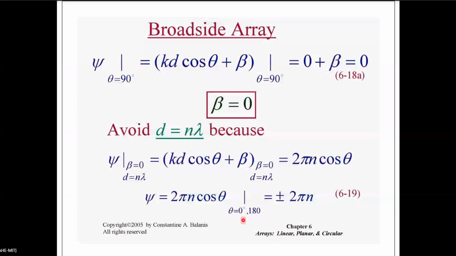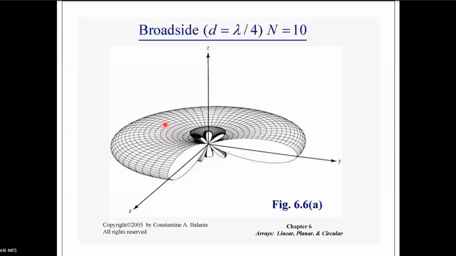You can substitute and see, beta is equal to 0. If you substitute d is equal to n lambda, then at theta is equal to 0 degrees as well as 180 degrees, you get maxima. So we should not have this condition. Beta is equal to 0 should be satisfied, and d should not be equal to n lambda. This is how the pattern looks for a broadside array, with d equal to lambda by 4 and n equal to 10. N is the number of elements.